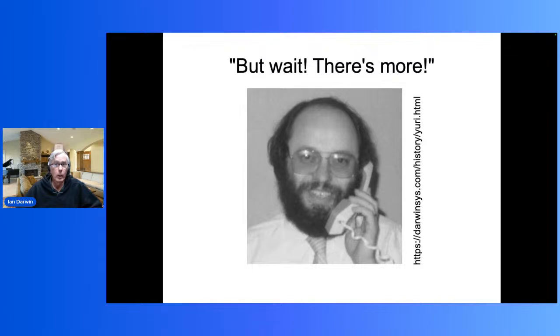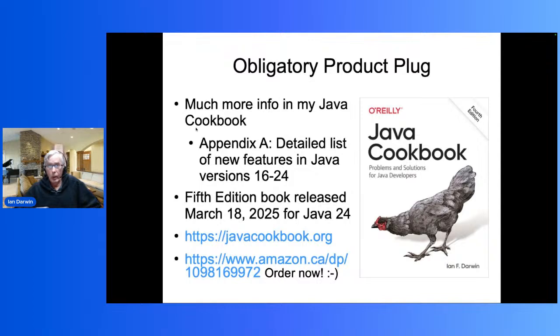I've tried to cover some of the most important, or favorite to me anyway, of them. I've given you a list of all of them. There is a complete list here in this book, which is coming out on March 18th, which is the same day that Java 24 is coming out. And in the appendix, there's a detailed list of the new features in all releases from 16 to 24, showing you what came in when and when it was in preview and when it came out of preview and so on and so on.